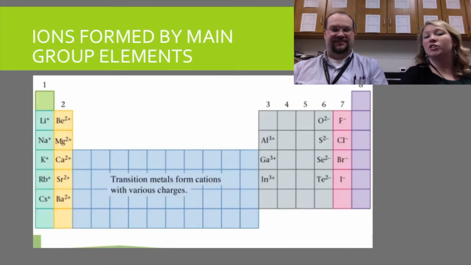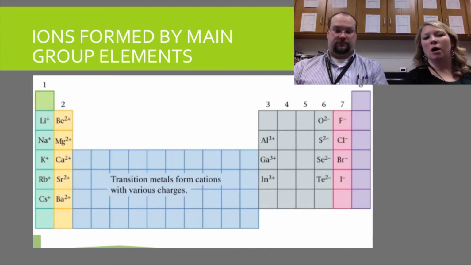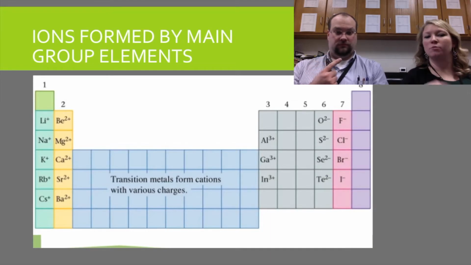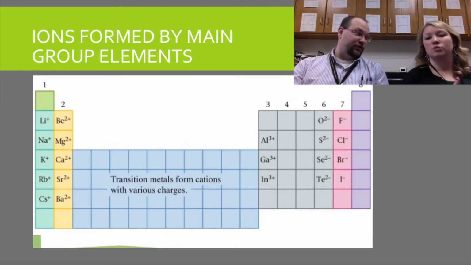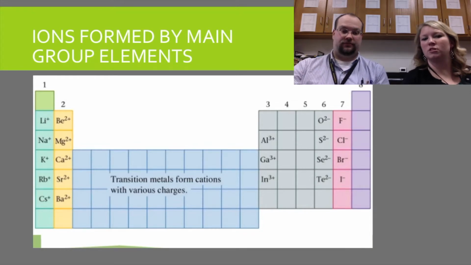So, just a few of the ions to help you remember what their charges can be. Anything in group 1 will have a +1 charge. Anything in group 2 has a +2 charge. Group 13 has +3. Group 16 is going to have a -2. Group 17 is going to be -1. So that's just a little reminder for you.